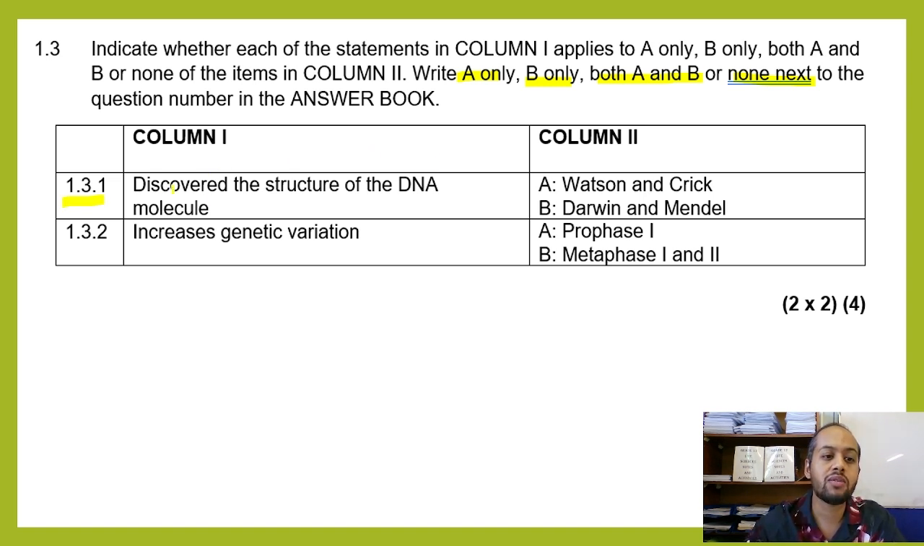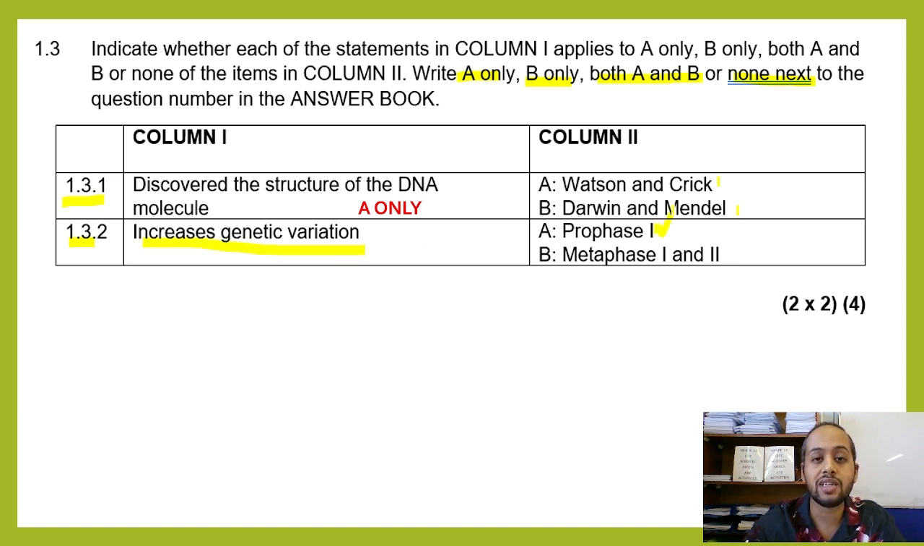So 1.3.1, discover the structure of the DNA molecule. Is it Watson and Crick, or is it Darwin and Mendel? Is it both, or is it none? We didn't learn about Darwin and Mendel yet. We only spoke about Watson and Crick. The answer is A only.